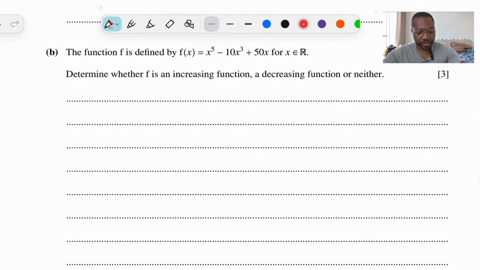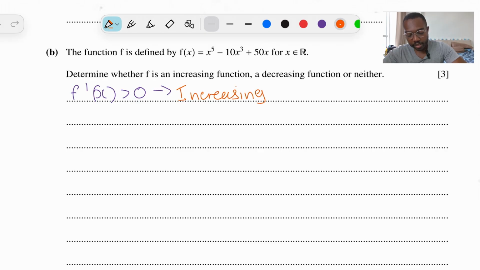For part b, we have that the function f is defined by f of x equal to x to the power 5 minus 10x cubed plus 50x, and we determine whether f is an increasing function, a decreasing function, or neither. So the first thing to note, what is an increasing function or decreasing function? Well, if f dash x is greater than 0, therefore it is going to be an increasing function. And if f dash x is less than 0, it's going to be a decreasing function, okay? So that's what we need to figure out.